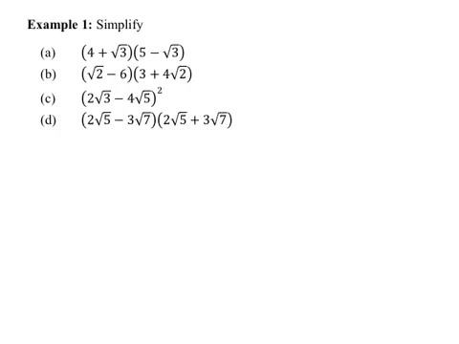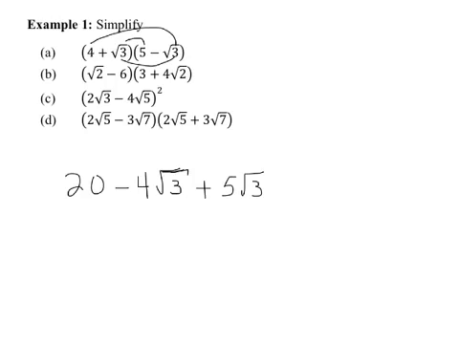What do we have for part A? Give me the terms individually, and then we'll combine like terms if possible. 4 times 5 is 20. And then 4 times negative radical 3 is negative 4 radical 3. That's the outer. And then radical 3 times 5 is plus 5 radical 3. And then last, radical 3 times negative radical 3 is minus 3. I'm going to put radical 9, just so we can see where that came from. So first, outer, inner, last.